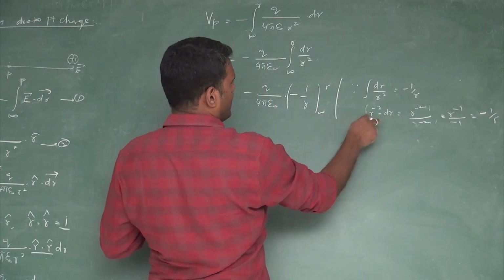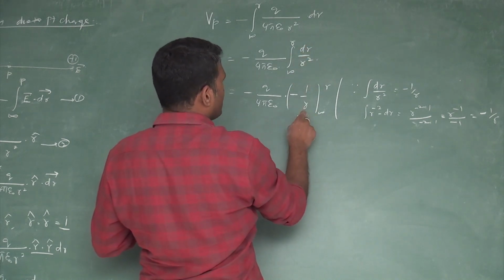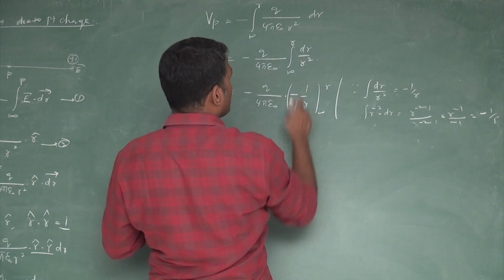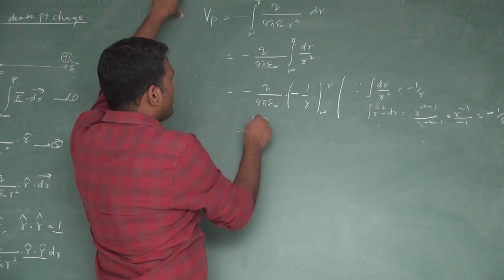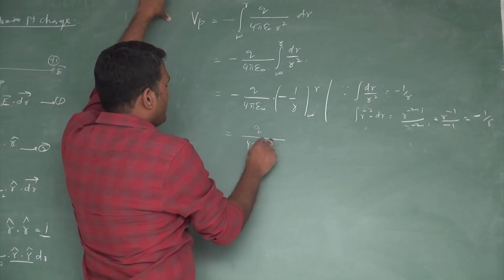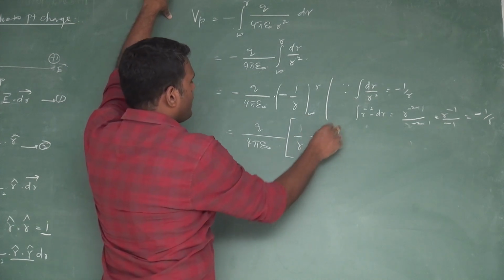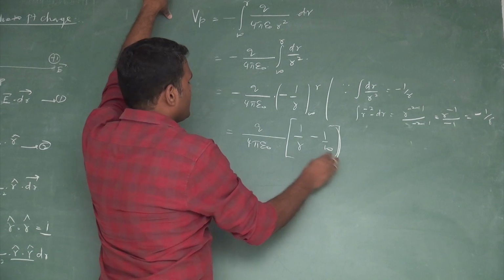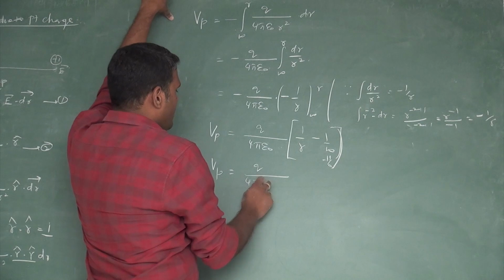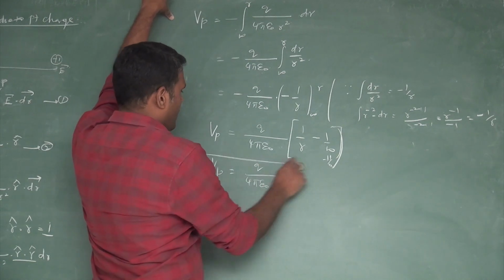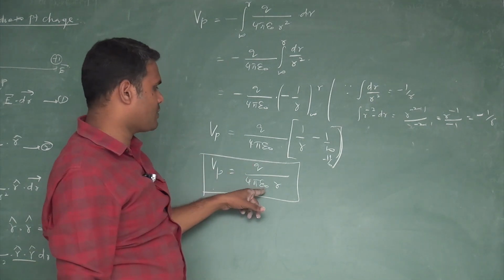By this integration or by this formula, I am rewriting integral of dr by r square as minus of 1 divided by r between the limits infinity to r. So minus of minus becomes plus, q divided by 4 pi epsilon naught between the limits 1 divided by r minus of 1 divided by infinity. Anything by infinity is 0. So potential at the point P is equal to q divided by 4 pi epsilon naught into r. Potential at any point P is given by the expression q by 4 pi epsilon naught r.